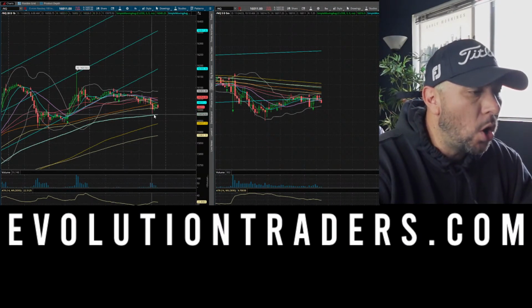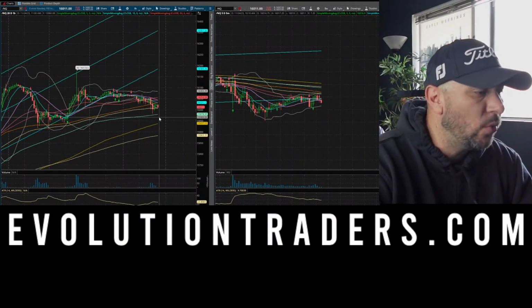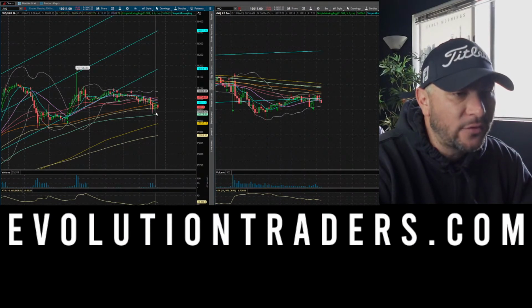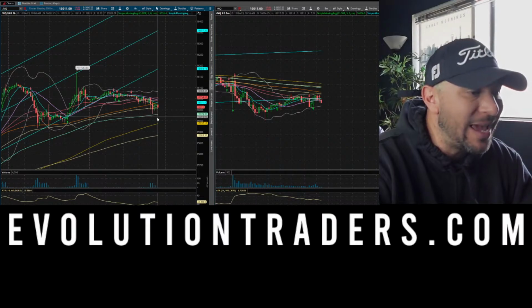Now, if we do open below 15,979 on the NQ, what I'm going to be looking for is a preceding hourly candle after the market opens to confirm that new low below this demand zone, and play that into 15,937.